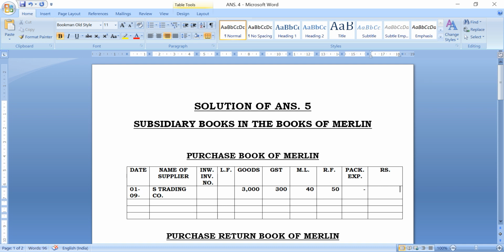Make the total of 4 entries, 4 amounts. You must have a calculator with you. 3,390 rupees. Am I right? That's the total of the purchases made from S Trading Company.